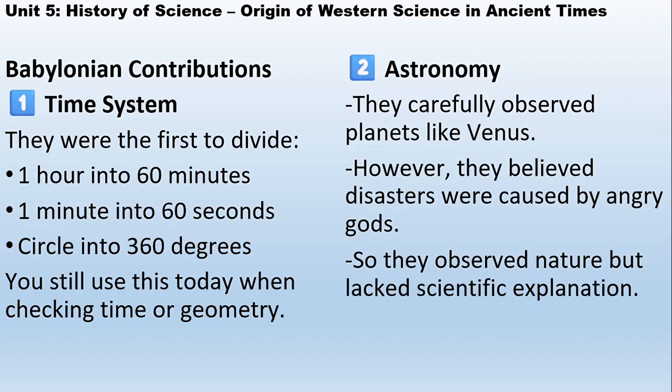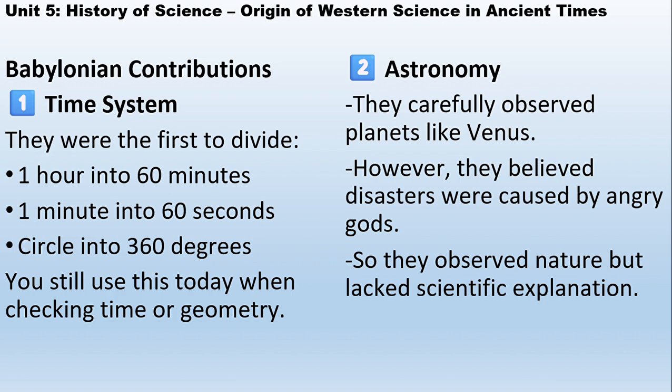So they were able to carefully observe planets like Venus. However, they believed disasters were caused by angry gods. So they observed nature but lacked scientific explanation. See that last part? They observed nature but lacked scientific explanation. Everything they were observing then was basically the religion aspect.